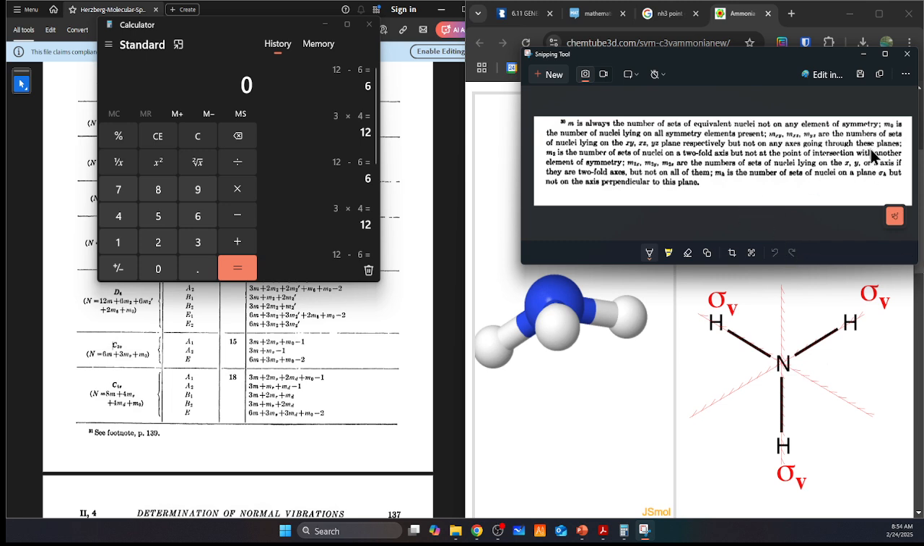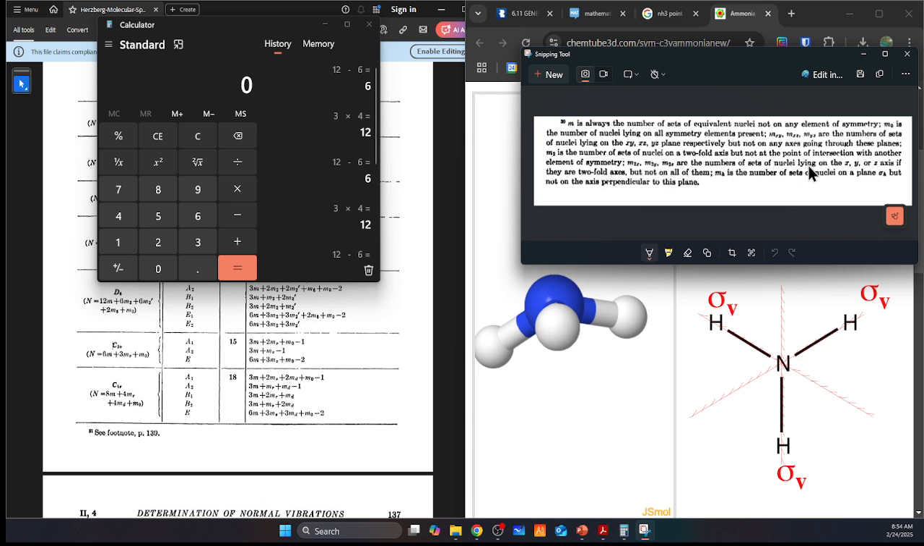Okay, and so the next one we go through here is the M2. That's the number of sets of nuclei on a twofold axis, but not at the point of intersect with another element of symmetry. So for example, this one's at a point of intersect with another symmetry element, so that one would never be an issue. We don't actually have a C2 here, but hopefully that helps if you run into that later. Okay. And then we have the M2X, M2Y, M2Z.